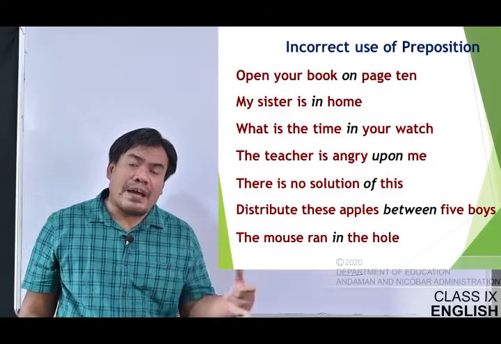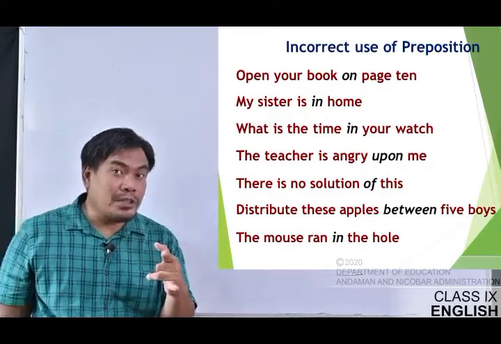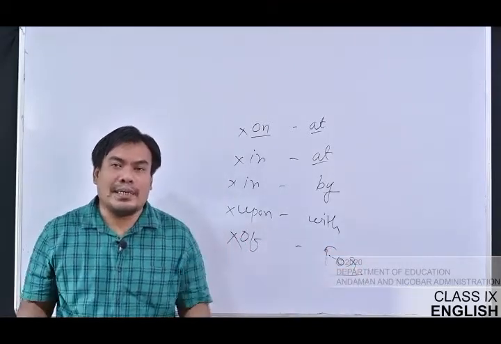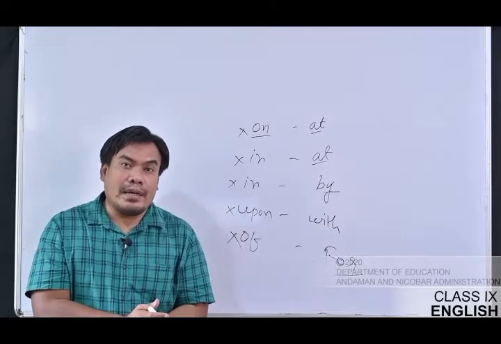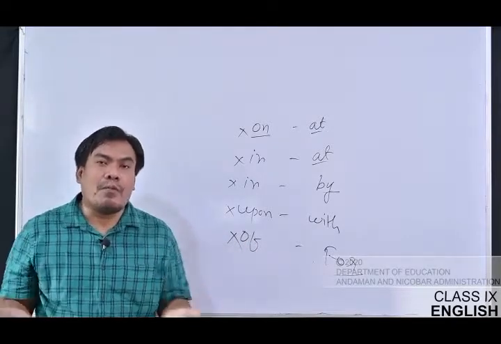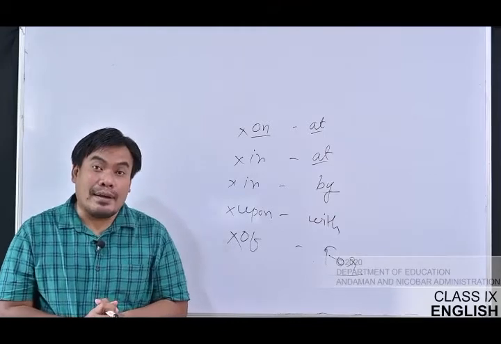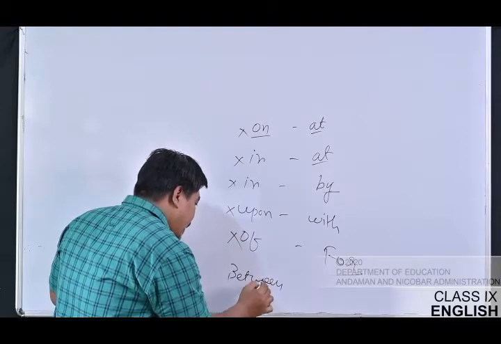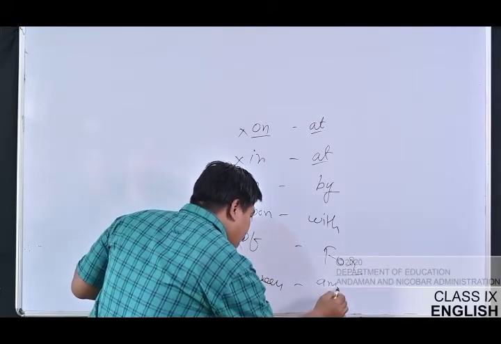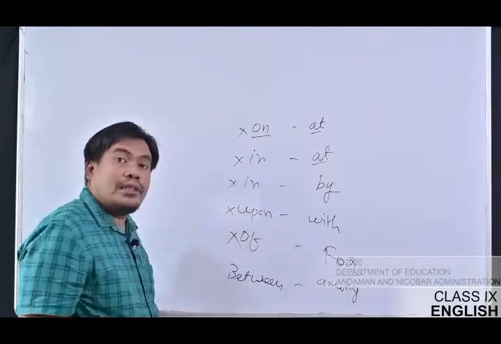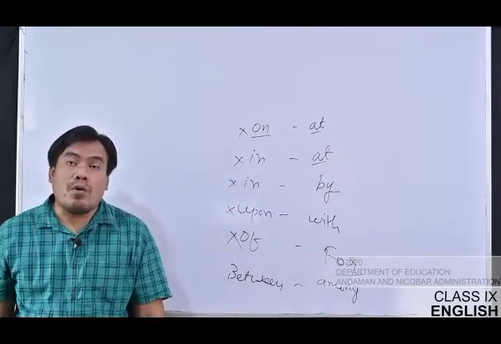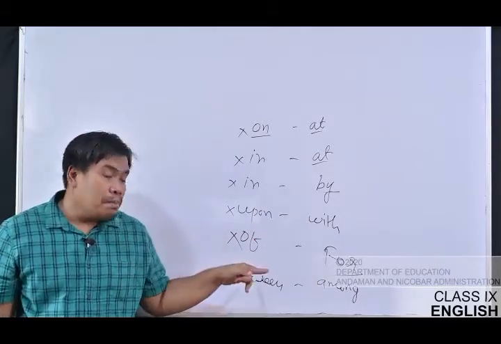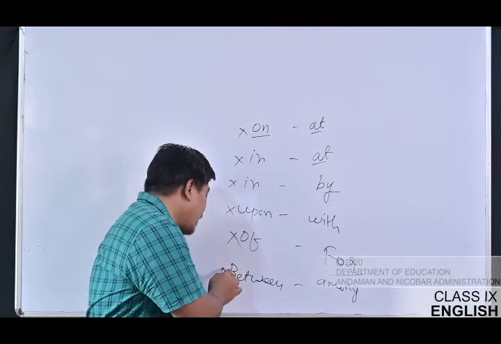The next one, distribute these apples between 5 boys. Remember, what is between? Connecting two people or two things, that's called between, in between of them. But when we talk about more than 2 people, we say among. So instead of between, you have to write among. Distribute these apples among 5 boys. Not between. Between will be incorrect.